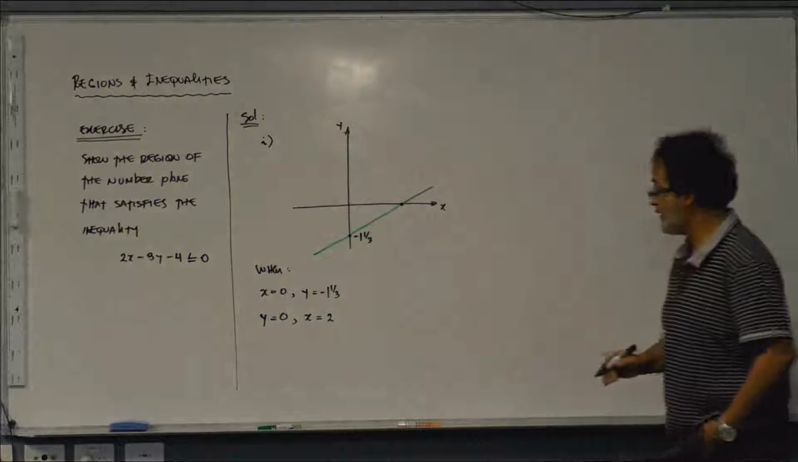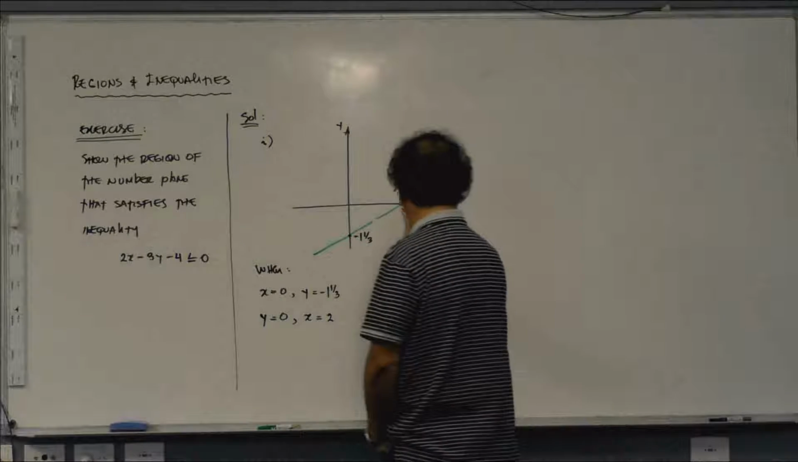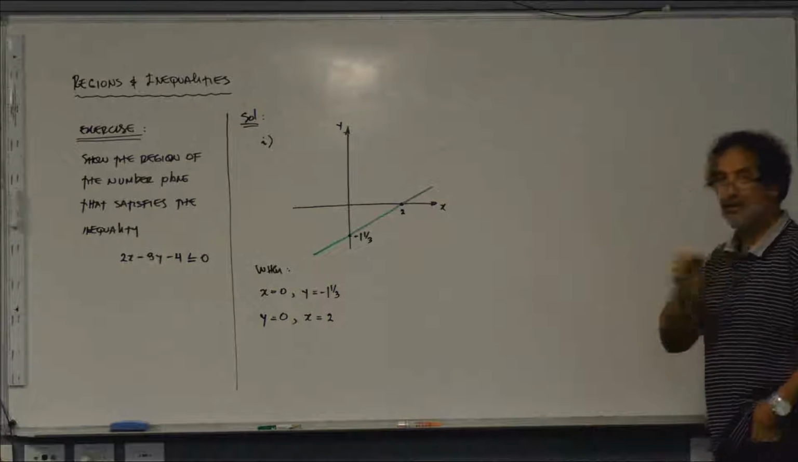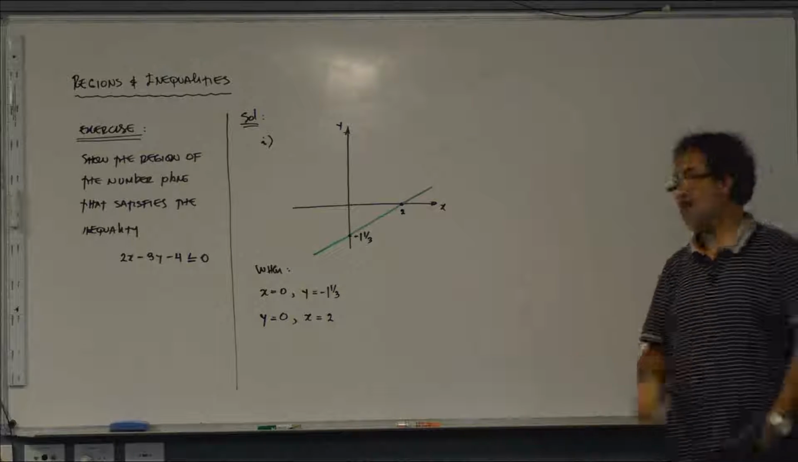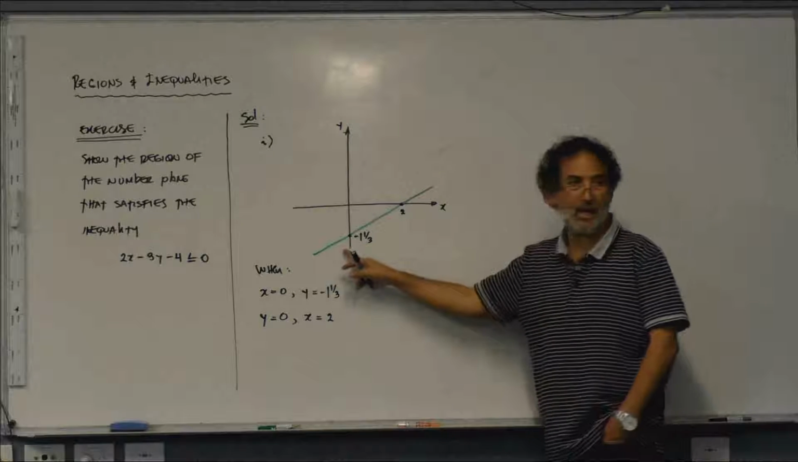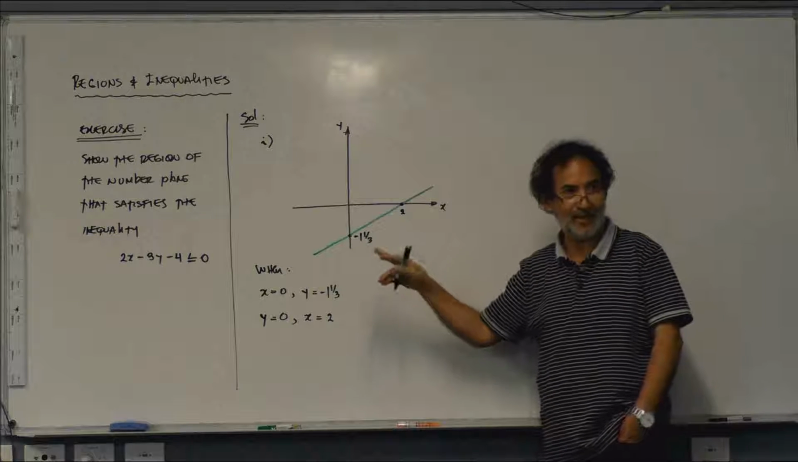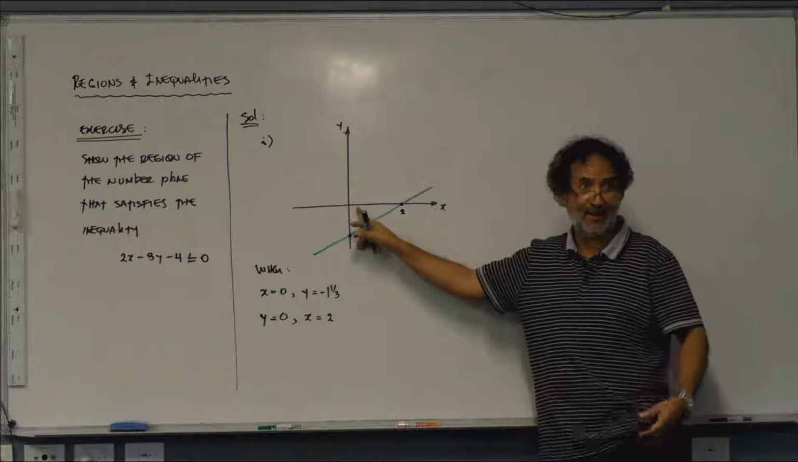Okay, so you draw the line. And by the way, you must indicate the intercept. You don't need to scale the whole number plane, but you need to show where the line intercepts the axis. And also, you've got to be sensible. There's no way that you're going to put negative 1/3 in here and you're going to put 2 in there.